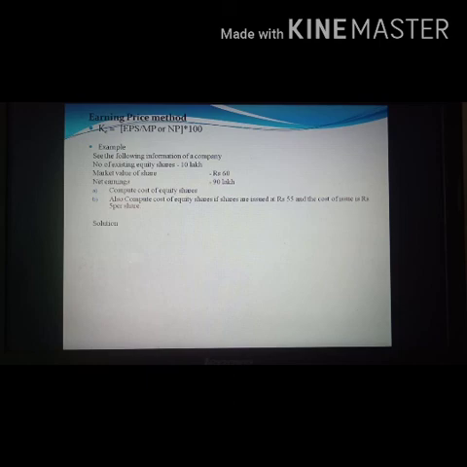In this method we can see the formula, that is KE is equal to earning per share divided by MP into 100. And if the market price is not given, then definitely KE is equal to earning per share divided by NP into 100. See an example question. Remember the formula and see the example question. See the following information of the company. Number of existing equity shares is 10 lakh. Market value of share is rupees 100 per share. Net earnings is 90 lakh.